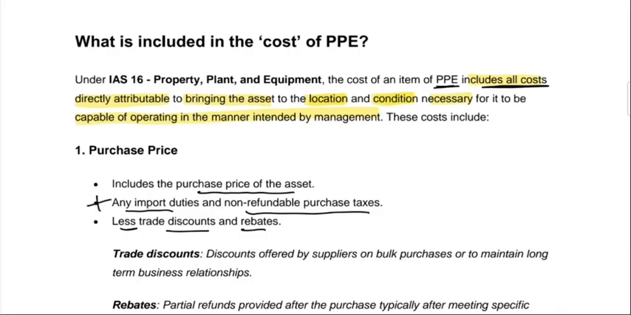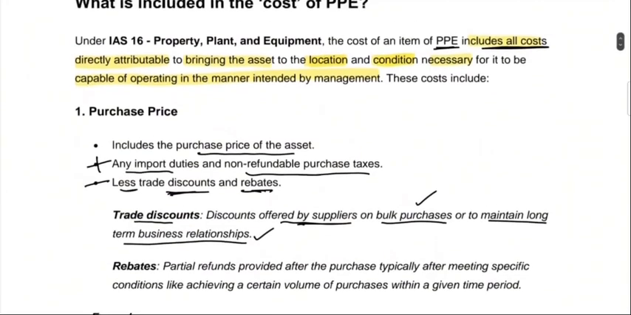So, any import duties and non refundable purchase taxes will be added, and trade discounts and rebates will be deducted. But now I'm also going to be talking a little bit about trade discounts and rebates. What are trade discounts? As we can see, trade discounts are going to be offered by suppliers on bulk purchases or to maintain long term business relationships. Okay. So, if you have purchased in bulk, or if the supplier wants to maintain the business relationship, you would be getting what we call trade discounts. And trade discounts are going to be deducted from the list price of the asset.